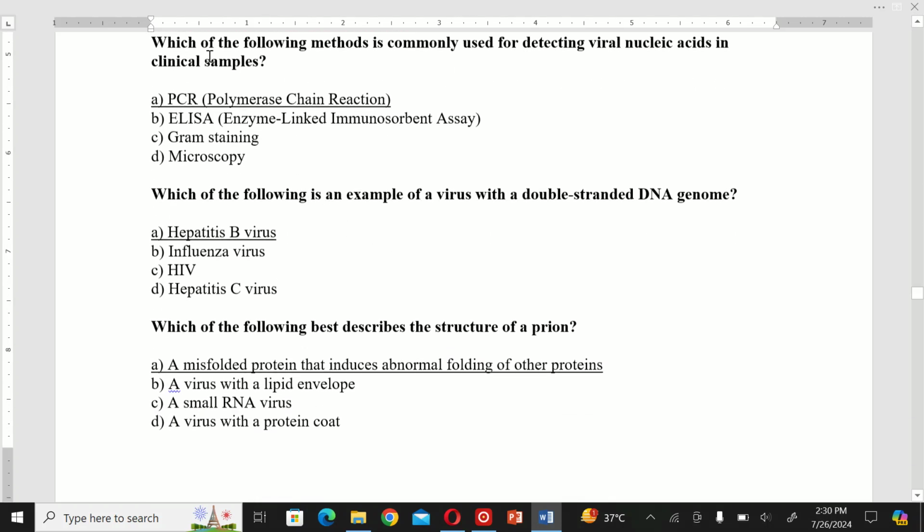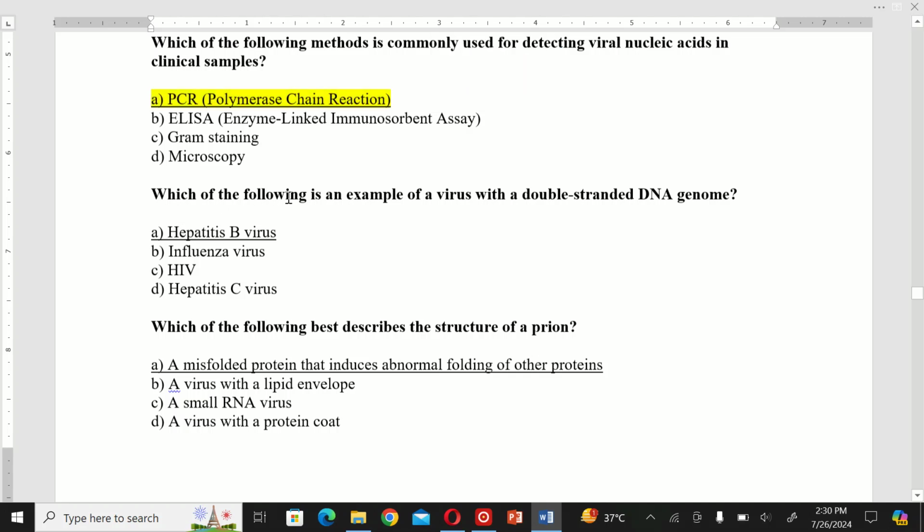The next MCQ is: which of the following methods is commonly used for detecting viral nucleic acid in clinical samples? A. PCR, B. ELISA, C. Gram staining, and D. Microscopy. So the correct option is A. PCR.